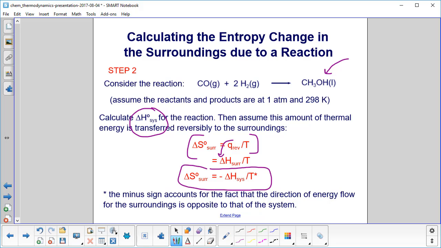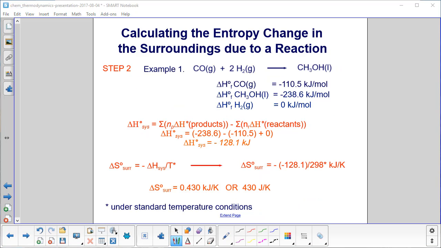And the negative sign comes from the fact that the direction of energy flow for the surroundings is opposite to that of the system, right? If it flows into the system, that means it's flowing out of the surroundings. So we have a negative in there that will take care of that number for us.